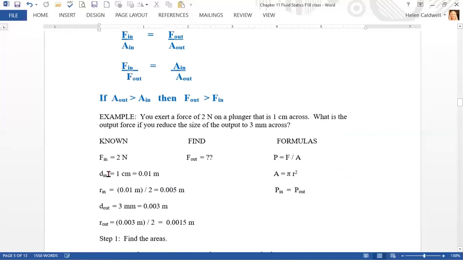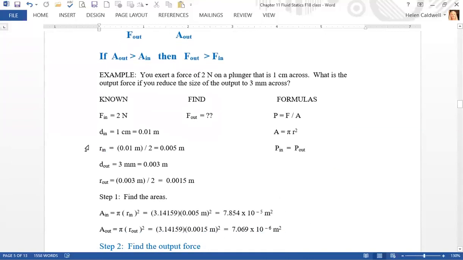All right, maybe a numeric example would be easier. I've got part of it worked out, and then we'll do the rest of it. Suppose we have a 2 Newton force pushing in on a plunger that's 1 centimeter across. So 1 centimeter is 0.01 meters, and the radius of that would be 0.005 meters. The diameter out is 3 millimeters across, so 0.003 meters. So the output radius is half of that, 0.0015 meters. And we want to find the output force.